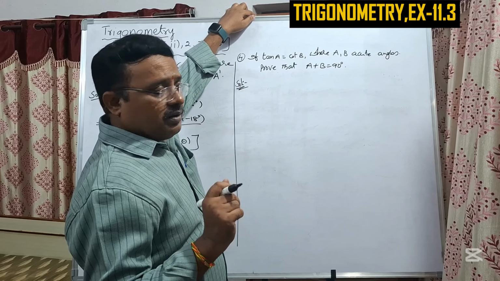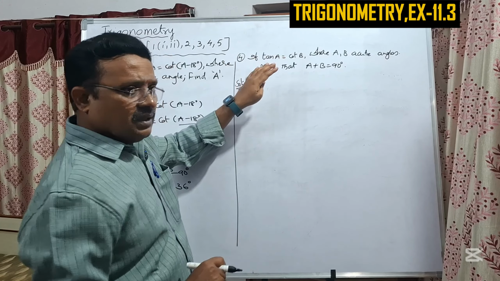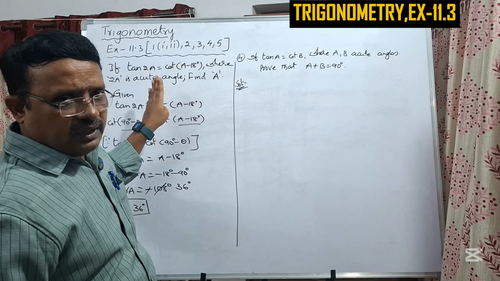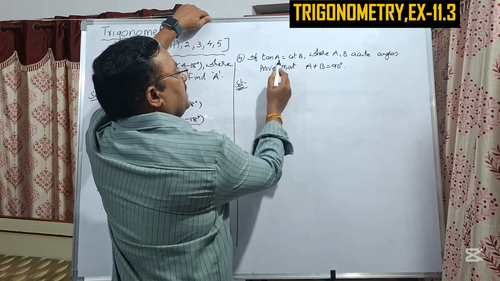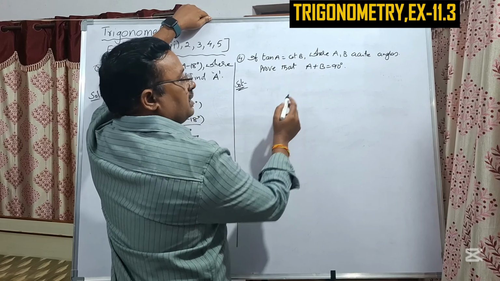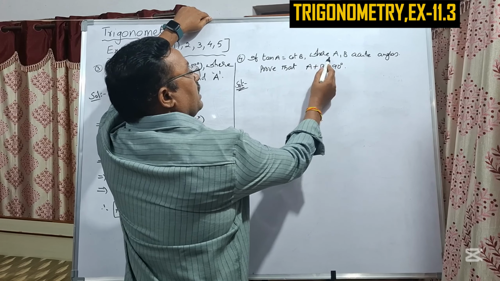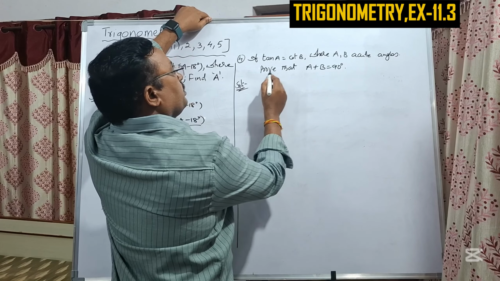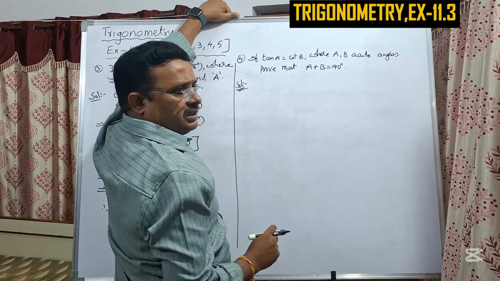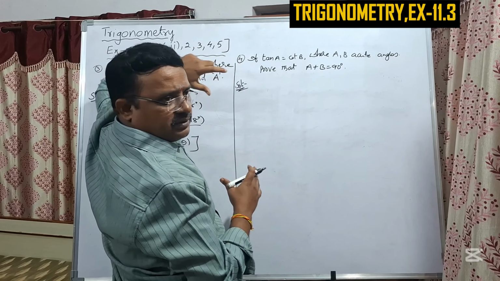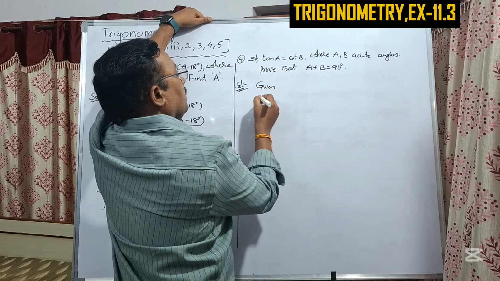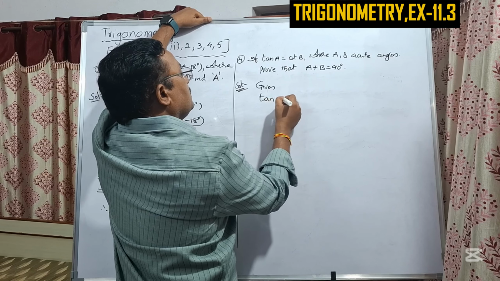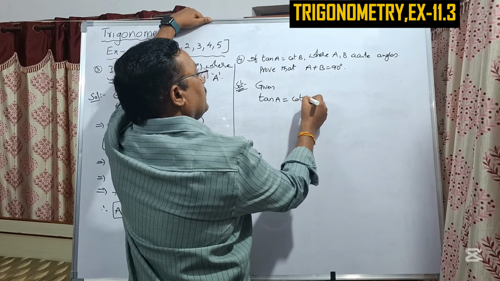Now observe the fourth question, almost the same process as the third question. What is that question? If tan A is equal to cot B, where A, B are acute angles, prove that A plus B equals 90 degrees. Very simple process like the third one. What you have to do? Given tan A is equal to cot B.